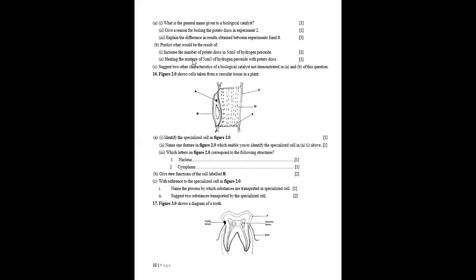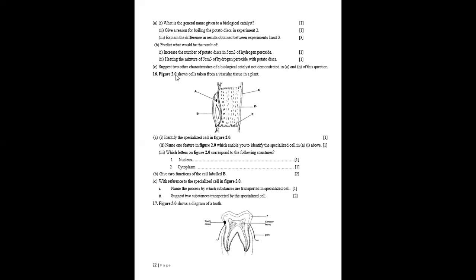Then B2, putting the mixture of 5 cubic centimeters of hydrogen peroxide with potato disc in a warm place. As the temperature increases, the production of oxygen gas also increases. This is because enzymes work well at optimum temperature.